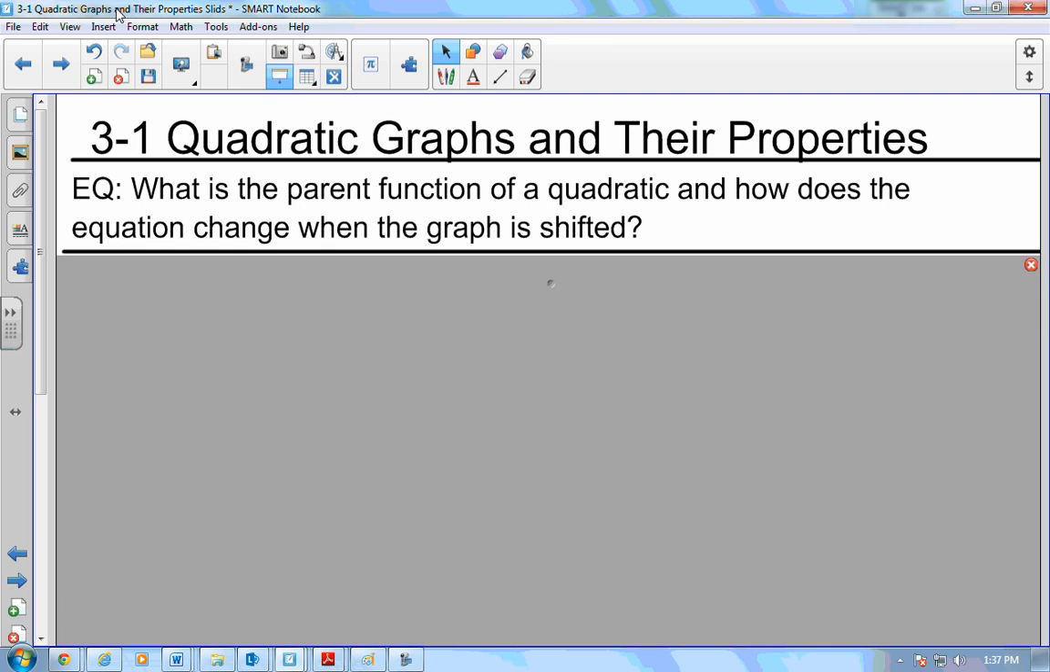Secondary 2, secondary 3, you take 1050, 1060, calculus. You have to know your equations. And you should be able to look at the equation just by looking at it. Tell me exactly what's going to happen to the graph.